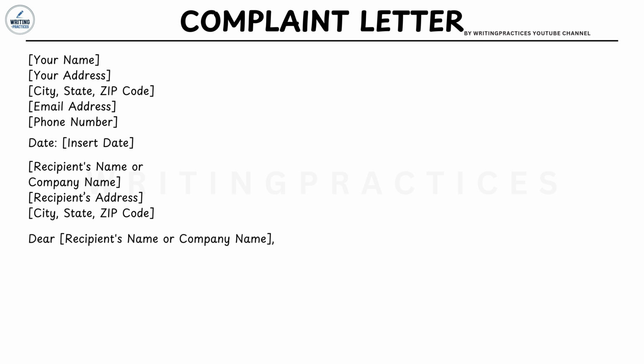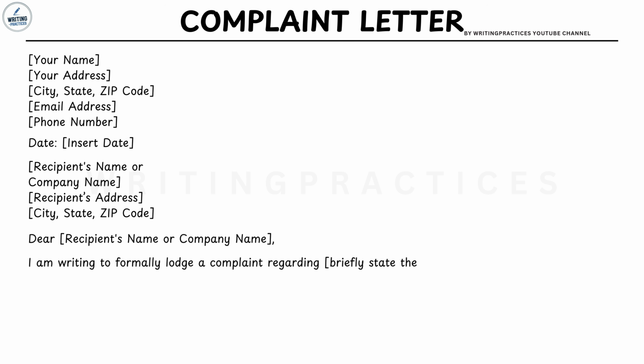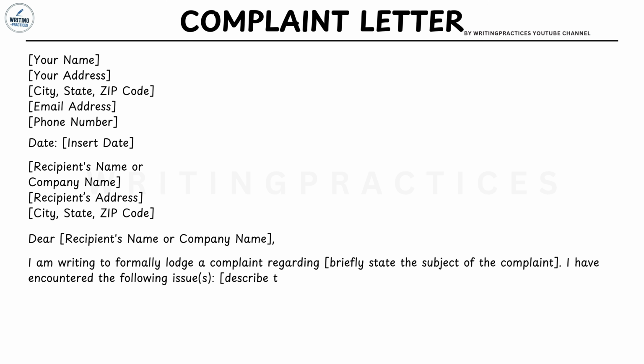Step 5. Introduce the issue. All right, now for the heart of the letter. In the first paragraph, clearly state why you're writing. It's important to get straight to the point. Explain that you're lodging a complaint and briefly describe the issue. For example, you might say something like, "I am writing to lodge a formal complaint regarding the service I received on insert date." This makes it crystal clear what the letter is about, right from the beginning. Keep this introduction short, but to the point.